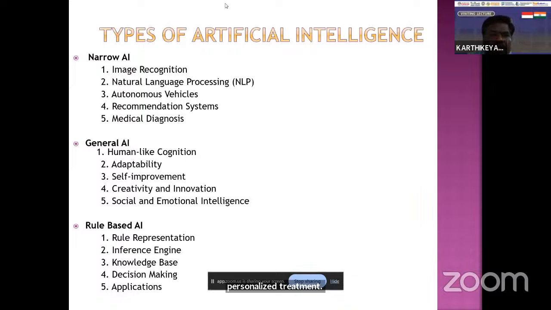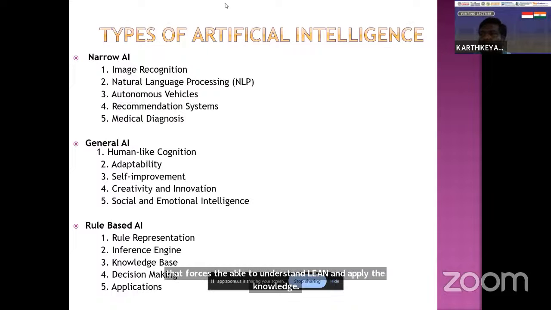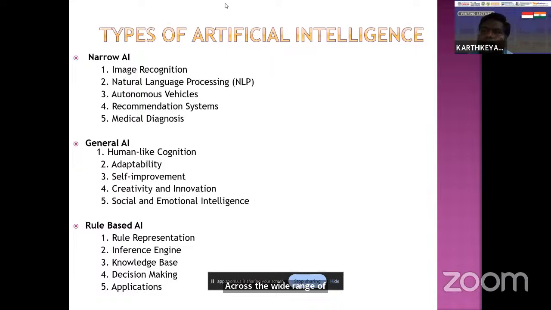And the next type is general AI. General AI is nothing but it refers to an artificial intelligence system that possesses the ability to understand, learn, and apply knowledge across a wide range of task domains similar to human intelligence. So it has human-like cognition. It is capable of reasoning, problem solving, learning from experience, understanding natural language, and adapting to new situations, much like humans.